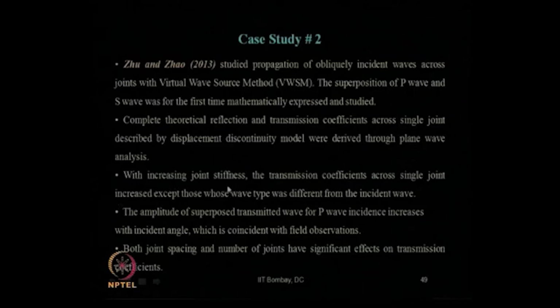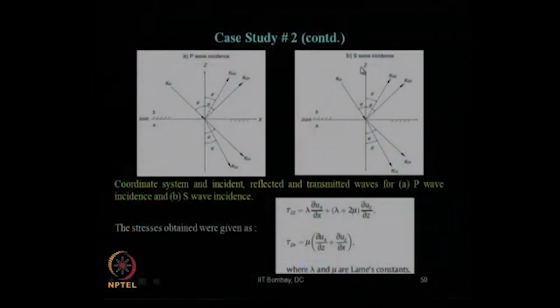With increase in joint stiffness, the transmission coefficients across the single joint increased, except those whose wave type was different from the incident wave. The amplitude of superposed transmitted wave of P wave incidence increases with incident angle, which is coincident with the field observations also, and both the joint spacing of the fault and number of joints of the fault have significant effect on this transmission coefficient. That is, how much P wave and S wave will get transmitted depends on the number of joints. This shows the P wave incidence, S wave incidence.